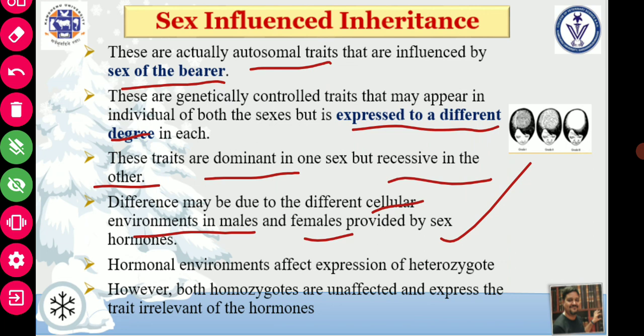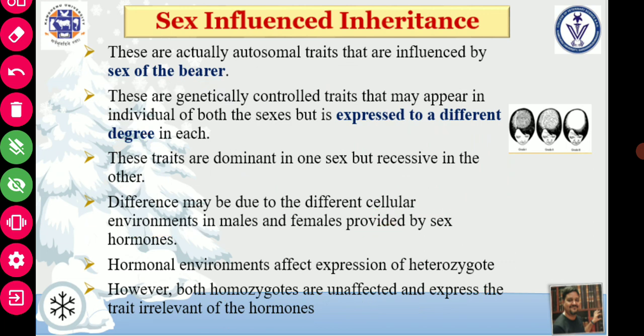Then both homozygotes are unaffected and express irrespective of hormones. We will see in the next slide that only heterozygotes will have differential expression in both sexes. But homozygotes, irrespective of the hormones or the sex, will invariably express a similar character in both sexes.